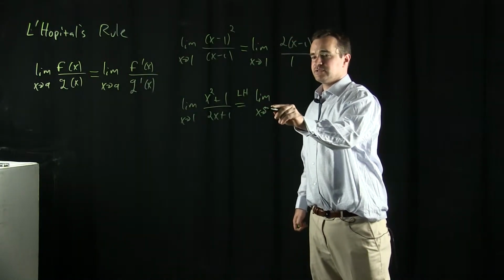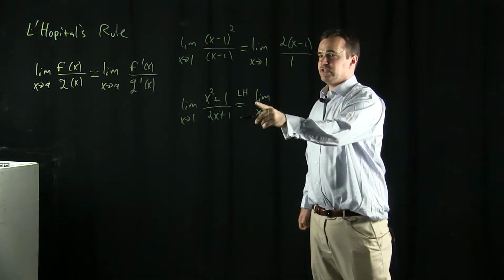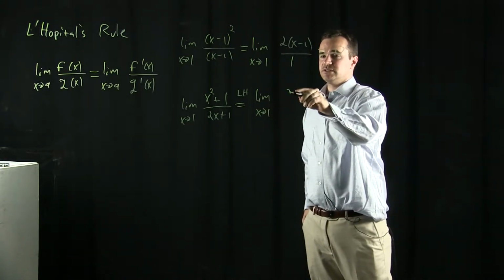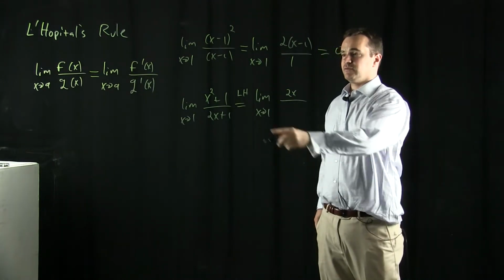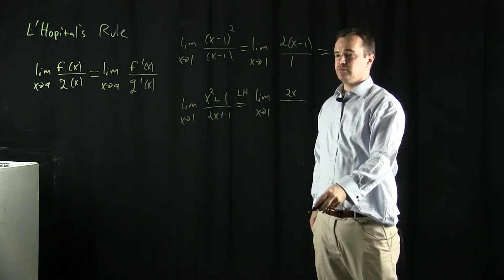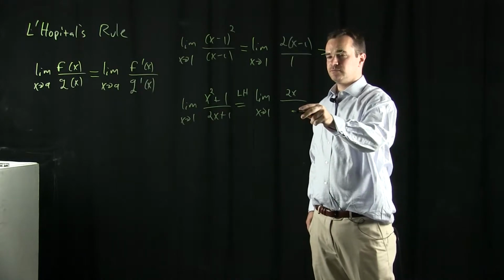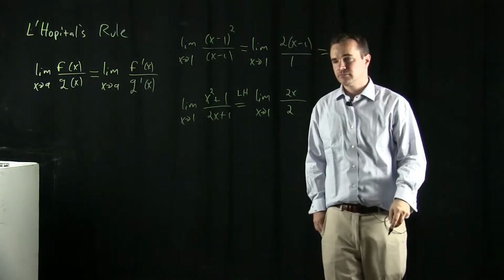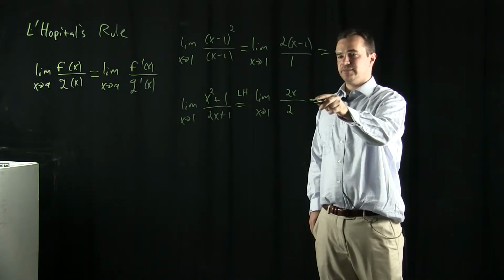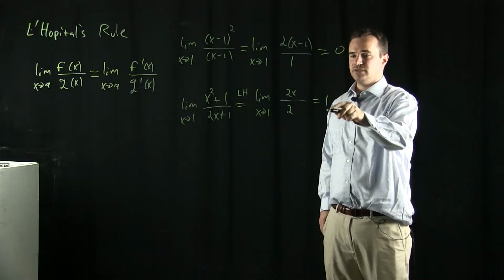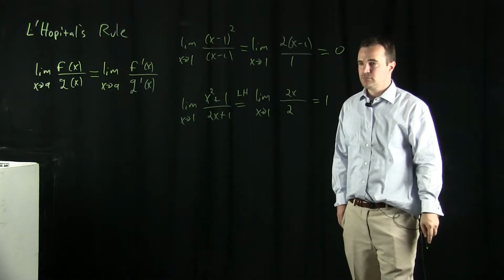Let's see what happens. I'm going to take the derivative of x squared plus 1 to get 2x. And then I'm going to take the derivative of 2x plus 1 to get the number 2. And so the limit as x goes to 1 of 2x over 2, that's just the limit of x as x goes to 1. So that's just equal to 1.